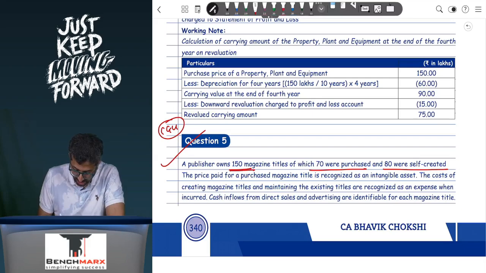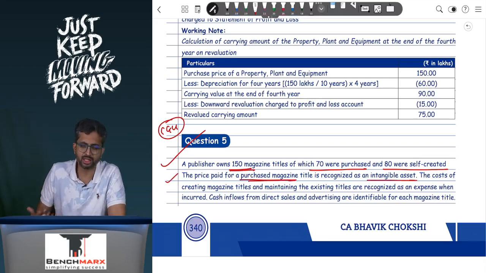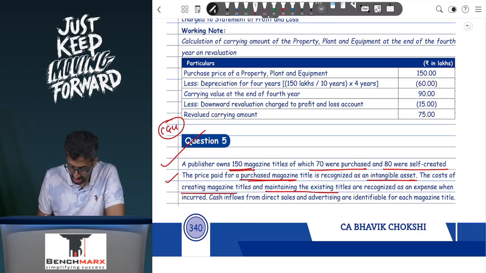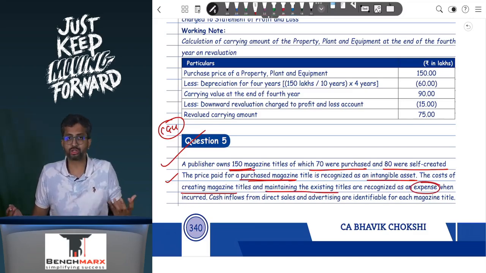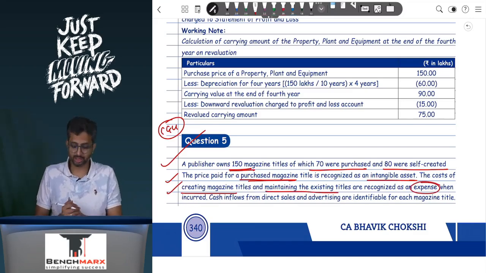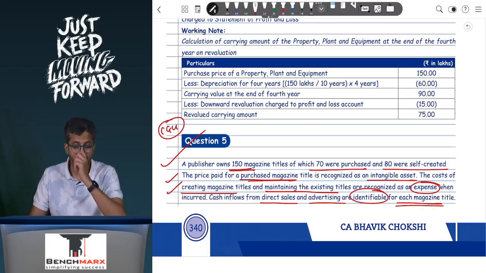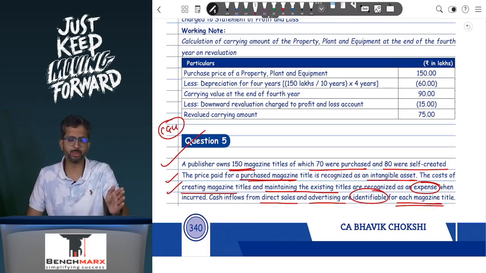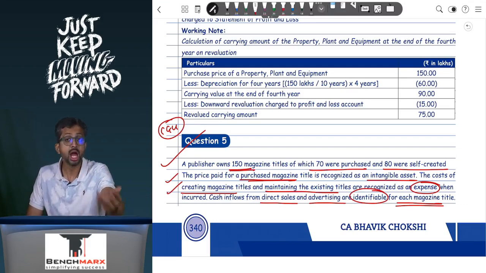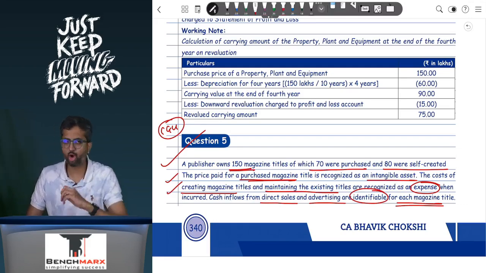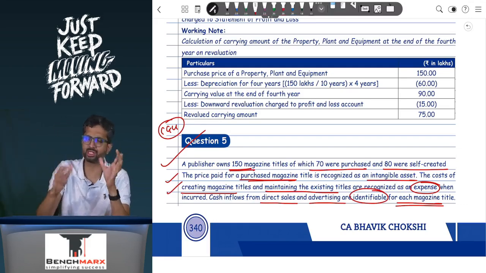The price paid for a purchased magazine is recognized as an intangible asset, which is correct because I can determine the cost reliably. The cost of creating a magazine title, self-generated, and maintaining the existing titles is recognized as an expense because cost is not reliably measurable. Again, this is correct. Cash inflows from direct sales and advertising are identifiable for each magazine. Perfect. Which means for each title, like Economic Times, I can clearly identify what the direct sales of those newspapers or magazines are, as well as what the advertising income is.